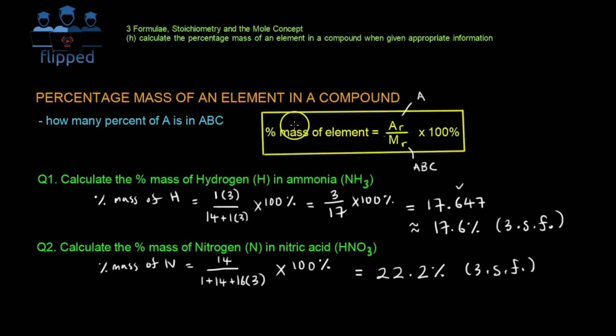So that's the percentage mass of an element, which is really just taking the AR of something, in this case A, over the MR, which is ABC, usually a molecule, times 100%, which will give you the percentage mass of an element in a compound.